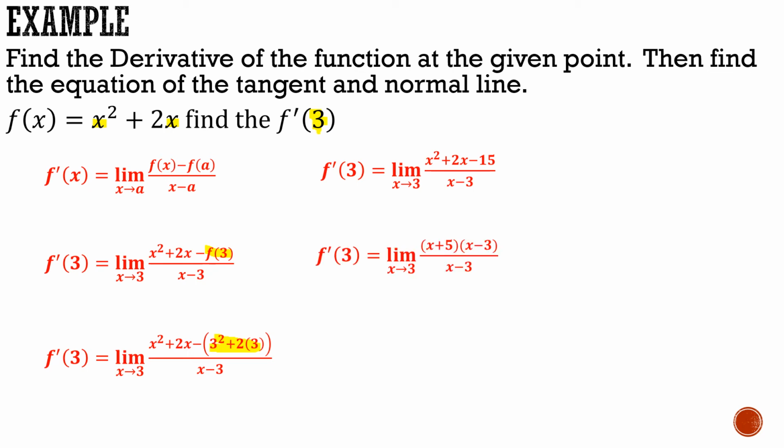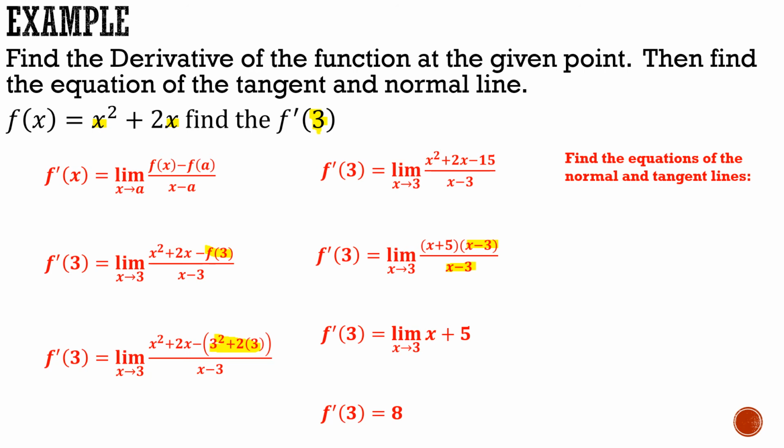Now, factoring my numerator, I get x plus 5, x minus 3. And again, I can clearly see that the x minus 3 on top cancels with the x minus 3 on the bottom, and I'm left with the limit as x approaches 3 of x plus 5. Now, like we learned last unit, to find this limit, all we need to do is plug in that 3. So when I plug it in, I get 3 plus 5, which is 8. In other words, the derivative or the slope of my tangent line at x equals 3 is 8.